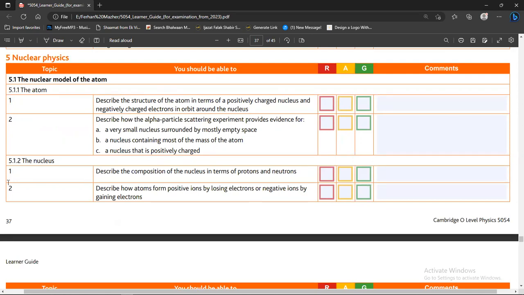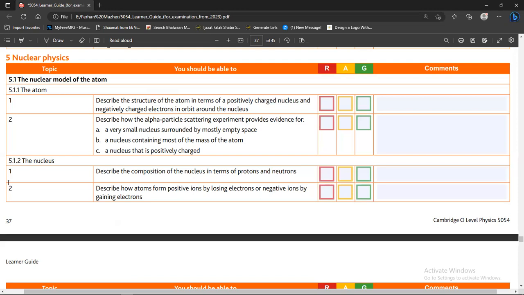The table headings are explained as follows. The first heading, which is topic, lists the topics you will study. And the second column, which is "you should be able to," has the content in the syllabus you need to cover. And then we have these check boxes, and there we have 3 colors.